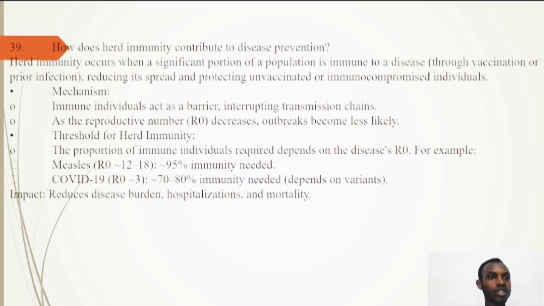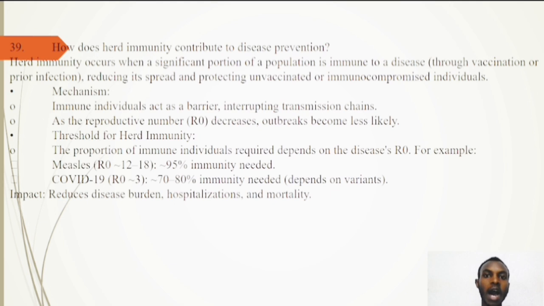So let's move on to question 9: how does herd immunity contribute to disease prevention? Herd immunity occurs when a significant portion of the population is immune to a disease through vaccination or prior infection. This is when a large portion of the population is immune and cannot be affected by different diseases. For those who have immunity, it reduces spread, protecting unvaccinated or immunocompromised individuals.